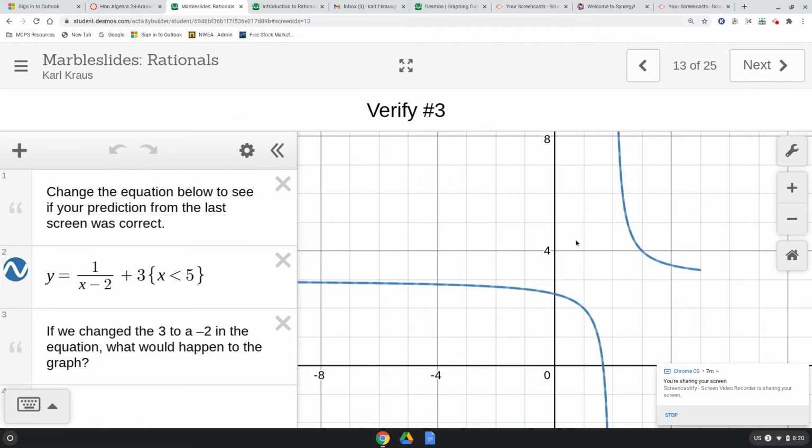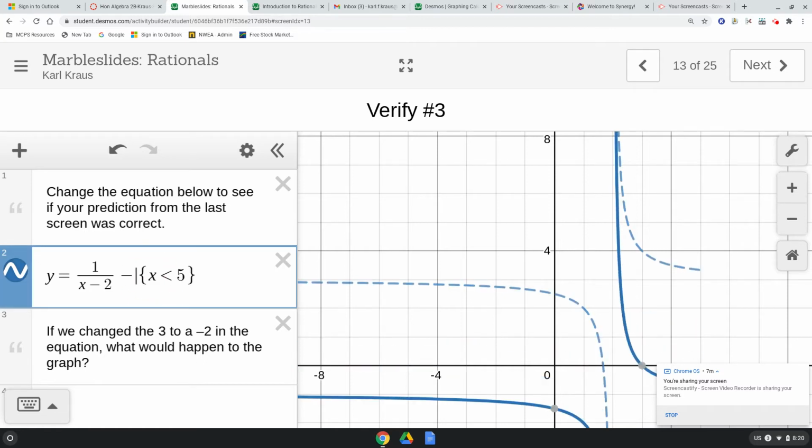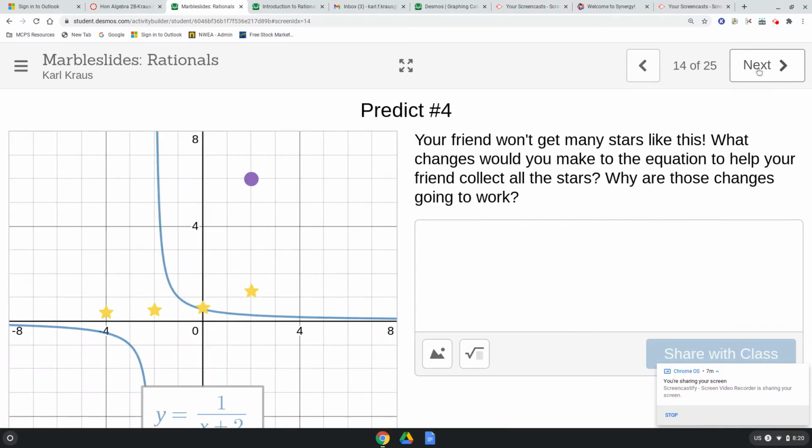And on the next slide, they want you to go ahead and do that. Change this to a -2. So it moves the graph down 5 units. All right, and your friend won't get many stars like this. What changes would you make to the equation to help your friend collect all the stars? Why are those changes going to work? So you need to reflect this over the y-axis.